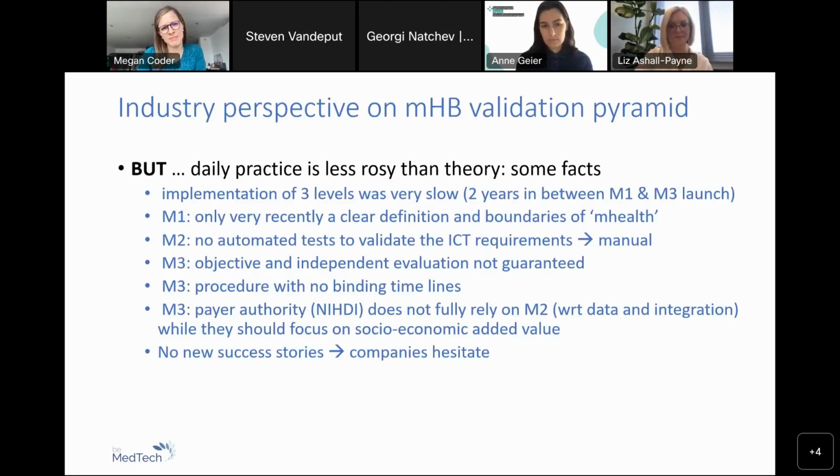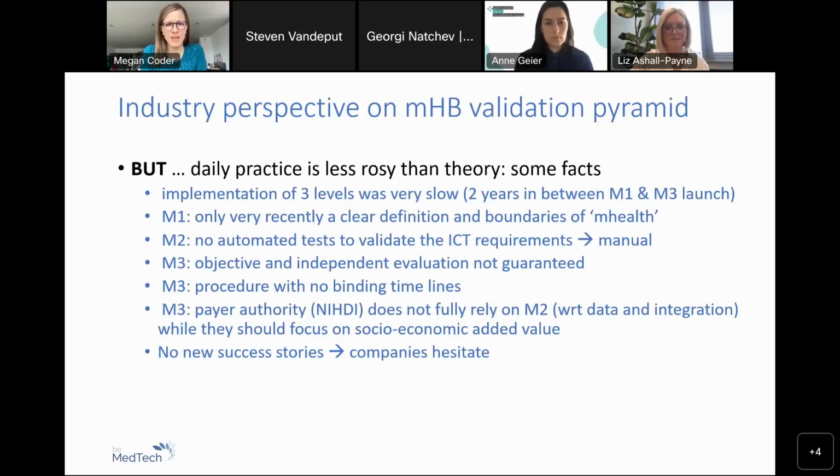And then a last point is, of course, that the payer authority should focus on socioeconomic added value, while we see in the evaluation that still a lot of discussion goes about data, about integration, GDPR, which should be tackled by level 2. So this is also a hurdle to more embracement. Based on all these previous points, there is a lack of new success stories. We only have one in level 3, and that's why other companies show more hesitating behavior.